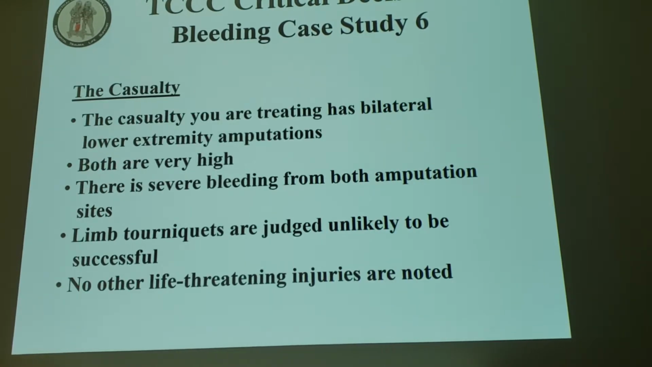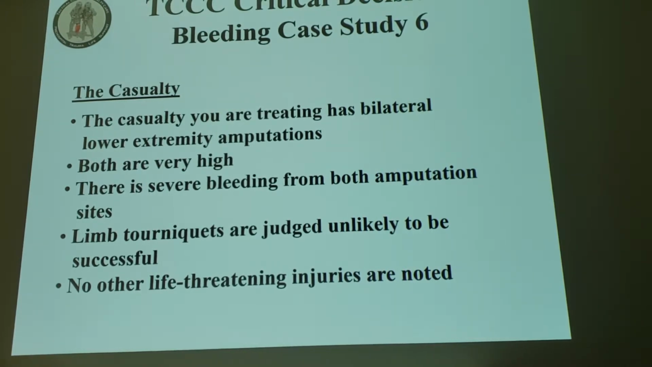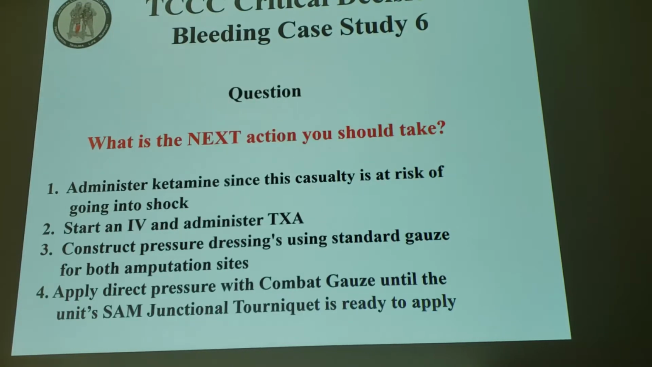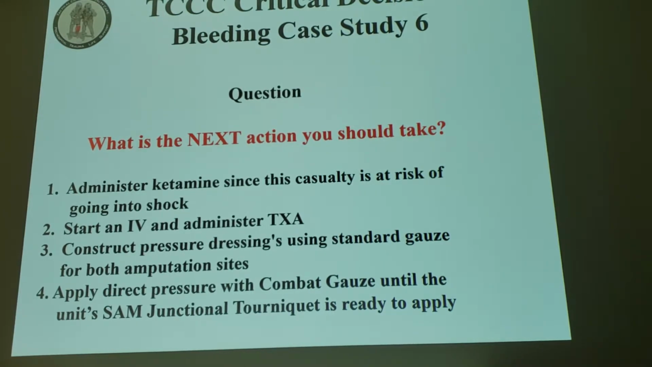Okay, next one. Casualties. The casualty you are treating has bilateral, which means both sides, lower extremity amputations, chopped off their legs. Both are very high up on their legs. There is severe bleeding from both amputation sites. Limb tourniquets are judged unlikely to be successful, okay? And then no other life-threatening injuries are noted. I say, how are you gonna know if a tourniquet's gonna work if you don't try it? Like, what do I know? What next action should we take? Administer ketamine since the casualty is at risk of going into shock.